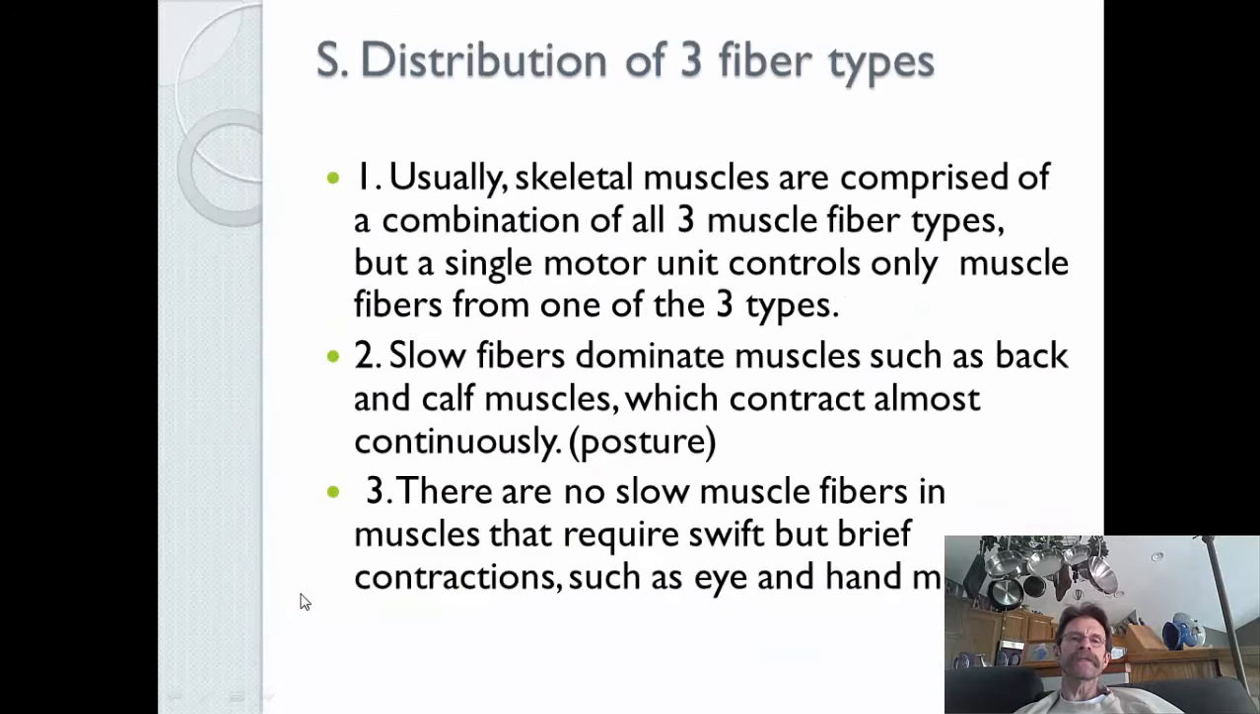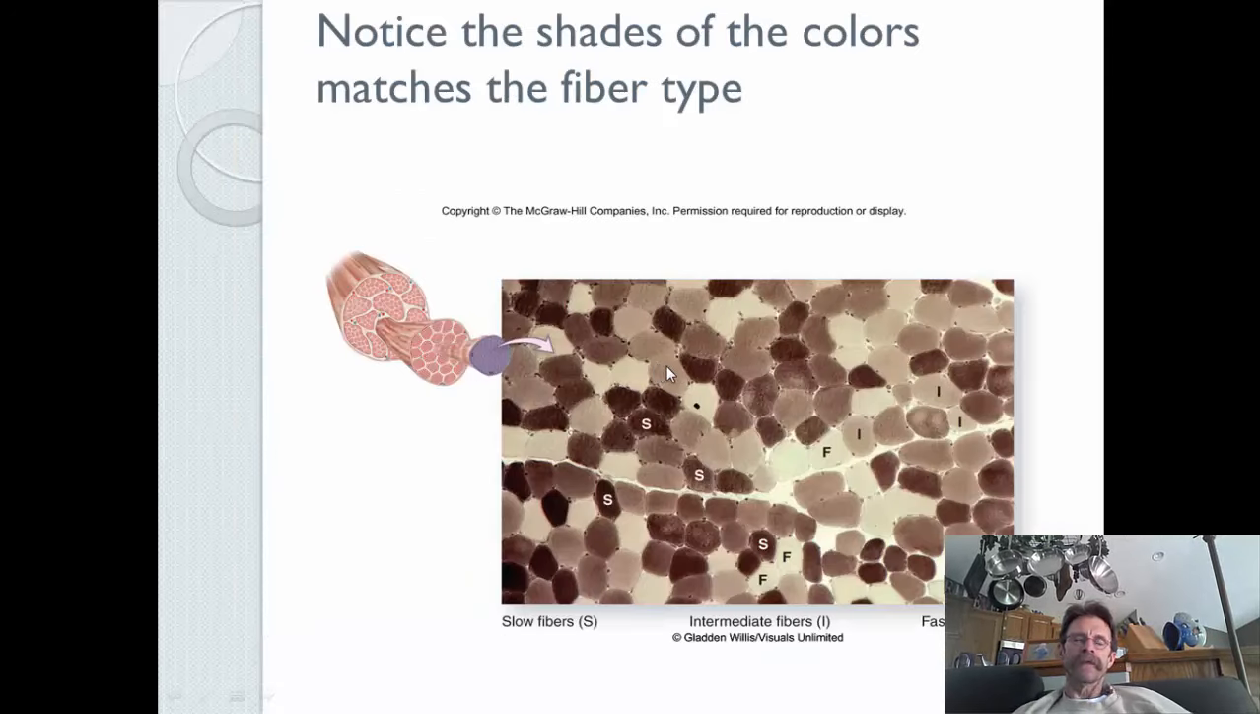Next, here's a slide of a muscle biopsy. This is a slide of a muscle, and it's got different types of fiber types in it. Slow fibers are these darker red ones, so every dark red one would be a slow fiber type. Intermediate is more of the grayer ones, and you can see there's a lot of gray in here. And then the fast fibers would be the white ones.